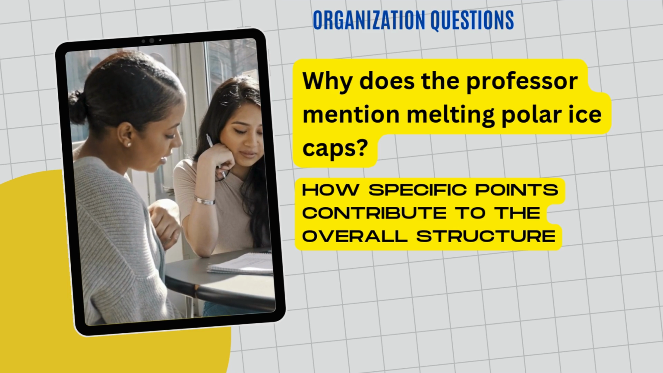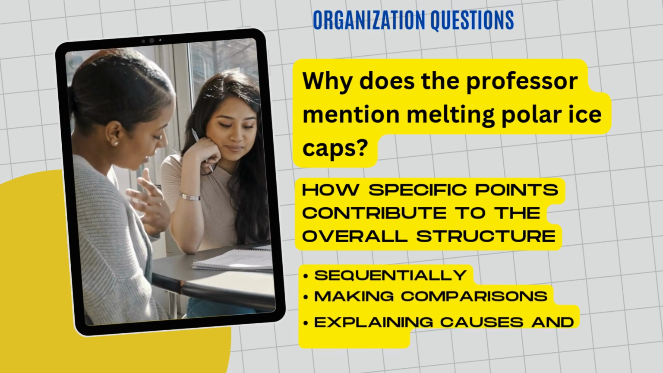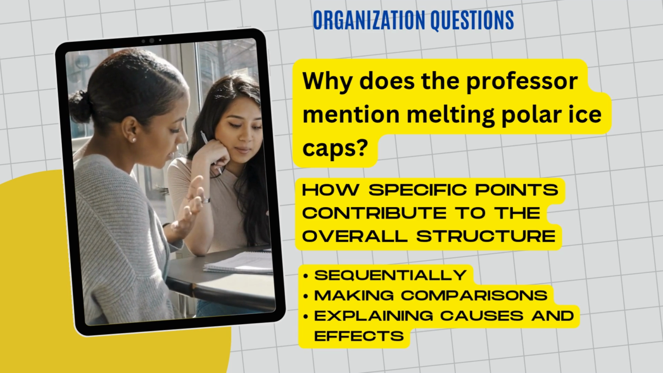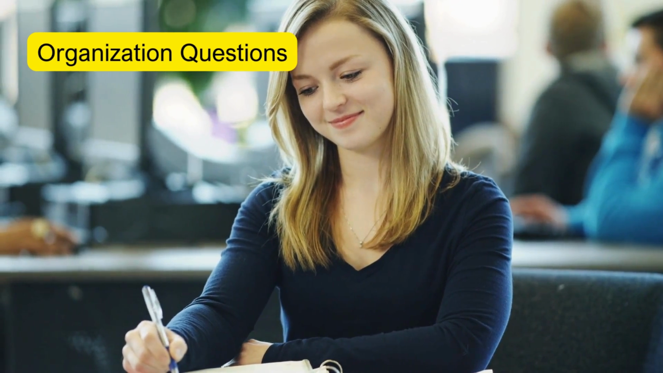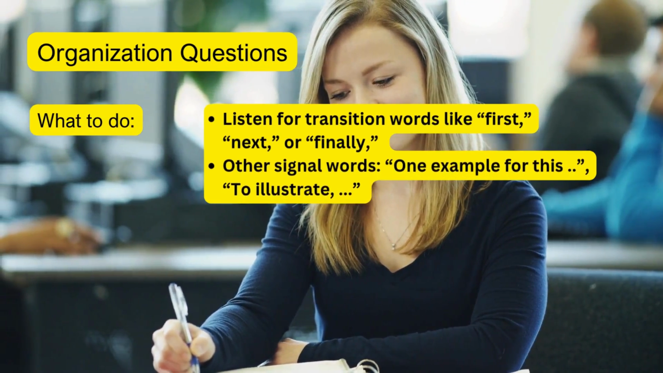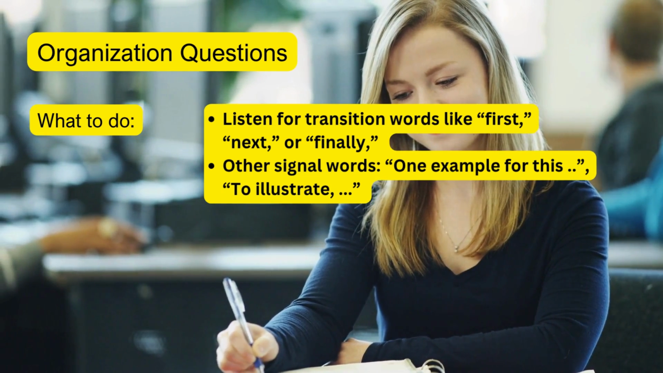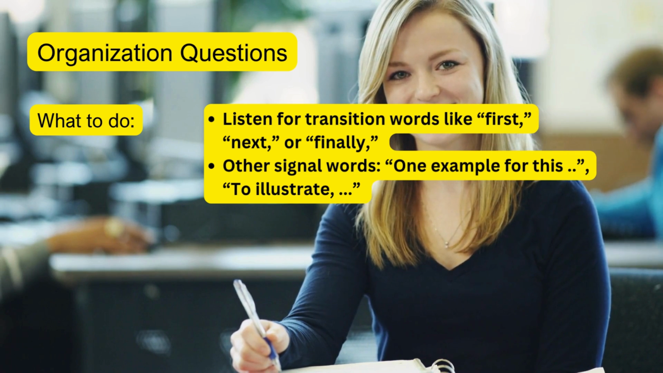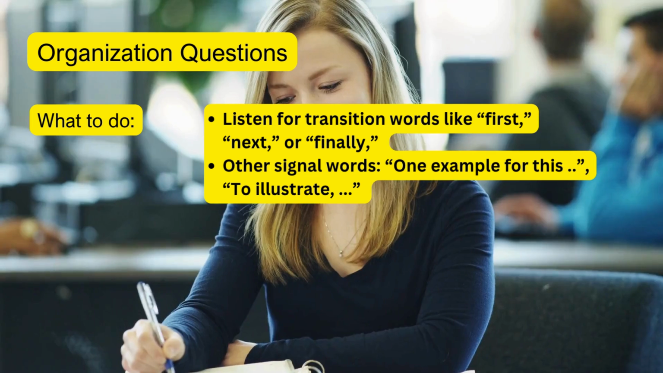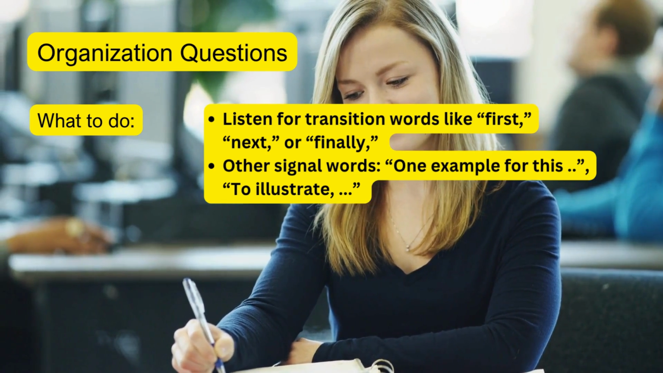You need to determine how the professor organizes their information, whether they are presenting ideas sequentially, making comparisons, or explaining causes and effects. To identify the structure, listen for transition words like first, next, or finally, which often signal how the lecture is organized. Other signal words, such as one example for this or to illustrate, can also help you understand how specific details fit into the broader discussion.